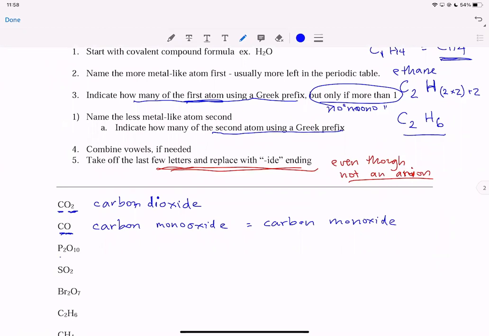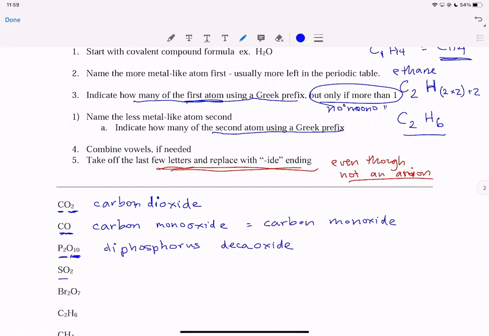So for this example, you have P2O10. So this is 2 of the first element. So 2 of the first elements means you start with the prefix di, and then the name of the element is phosphorus. So diphosphorus. And then there's 10 of the next element. The next element is oxide. Okay, so it's oxygen, but you want to take off those letters and add the IDE. And to have 10, the prefix for 10 is deca. So this is diphosphorus decaoxide, P2O10.